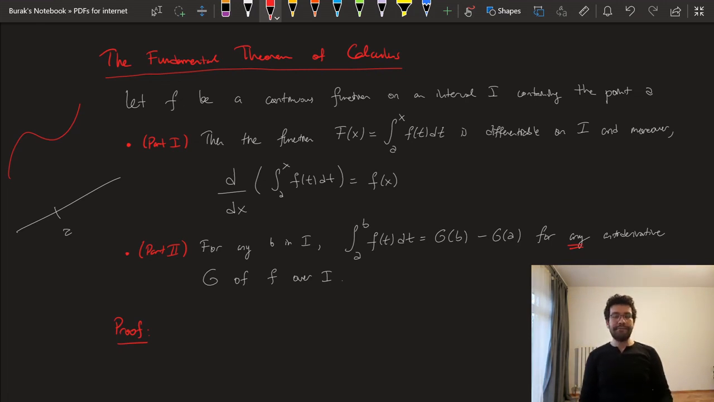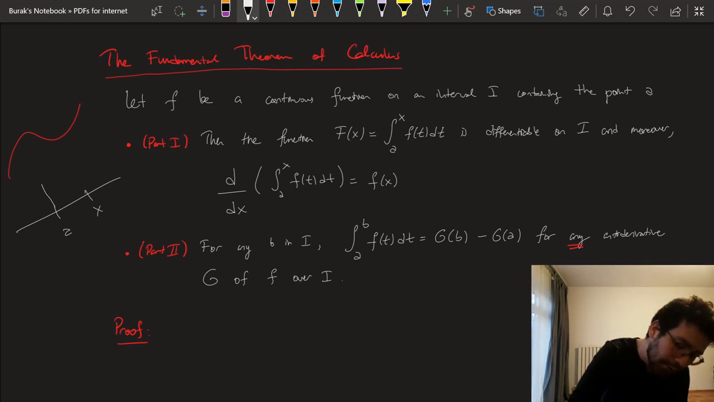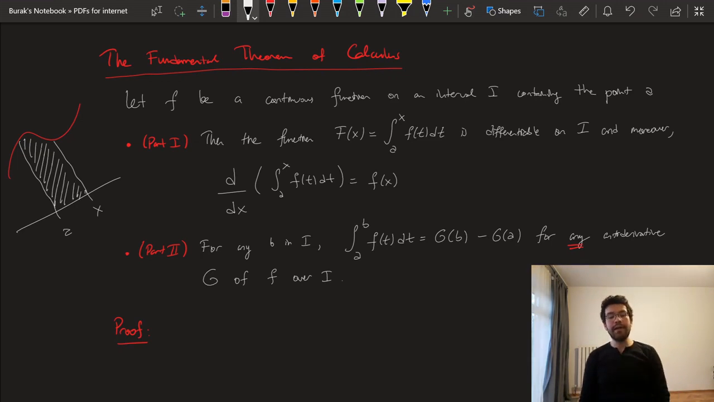I define the following function. Okay, I'm not going to tell you the definition first. Let's talk about how we define a function. How do you define a function? In general, I give you an input, you should tell me how to compute an output for that input, yes? I give you an input x, then in order to compute the output, you're going to compute the definite integral of little f on the interval from a to x.